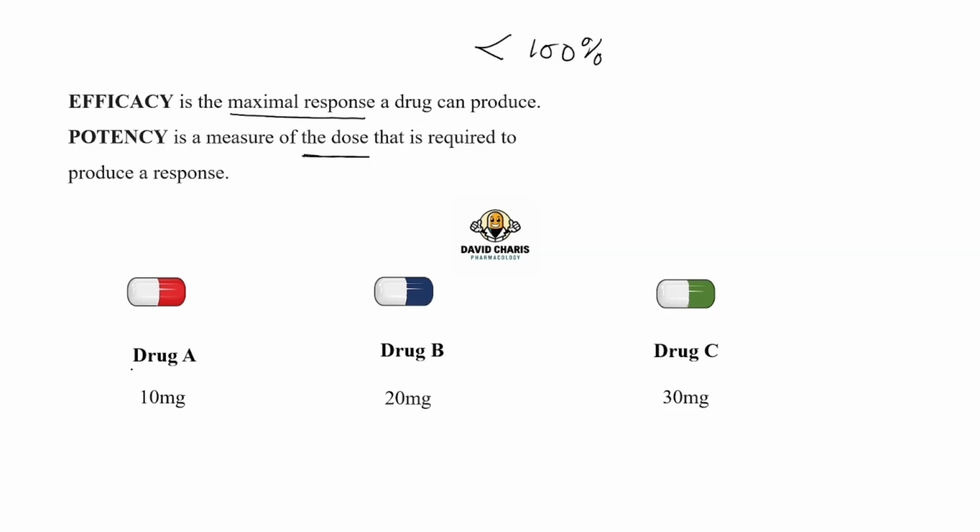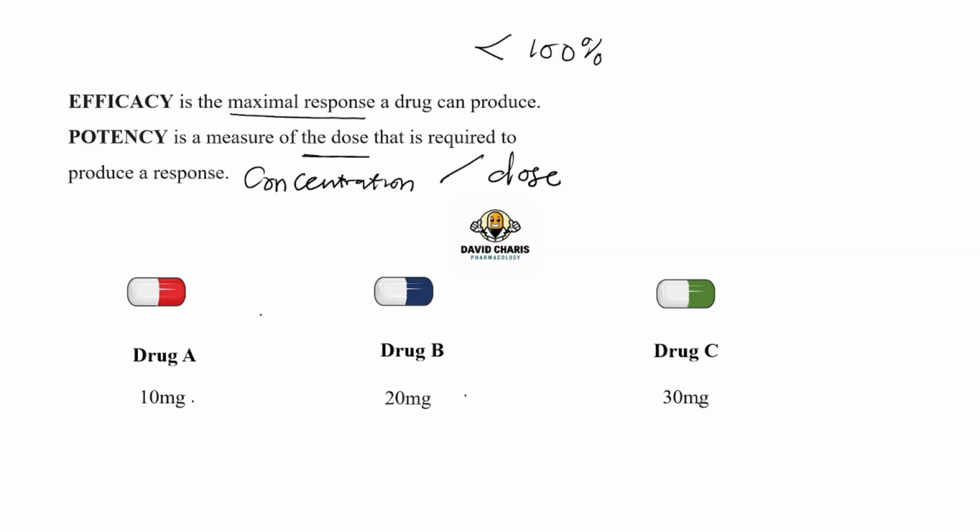Now, let's take, for example, three drugs: drug A, drug B, and drug C at different concentrations or at different doses. Concentration and dose are actually the same thing, but we normally use concentration when we are dealing with experimental work or bench work in the lab, and we use dose when we are dealing with a real-life population. So I'm going to be using the words as though they mean the same thing.